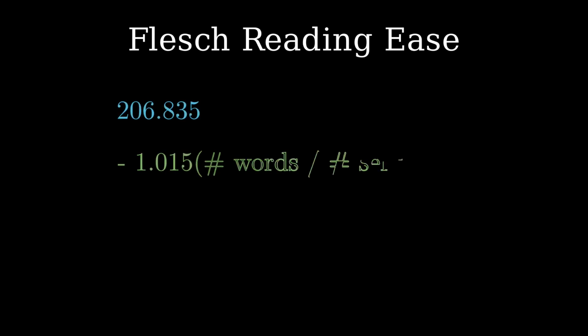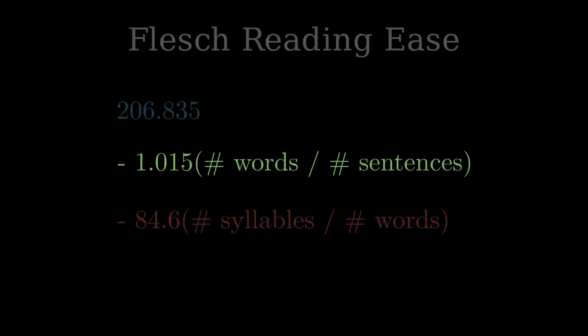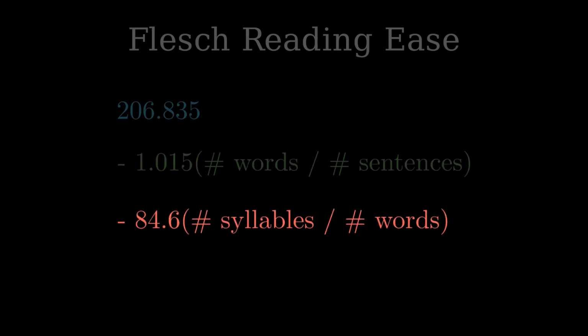The formula is 206.835 minus 1.015 times the number of words divided by the number of sentences, minus 84.6 times the total number of syllables divided by the number of words. The second term here is the average number of words per sentence. The third term is the average number of syllables per word.